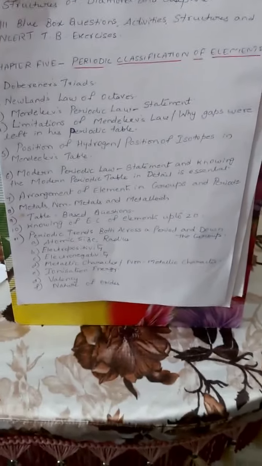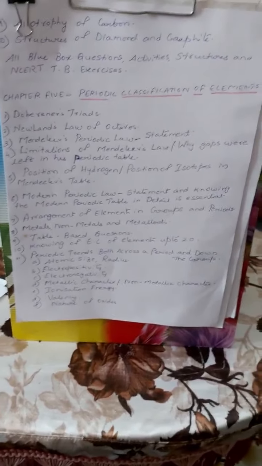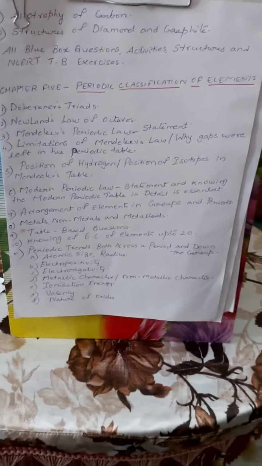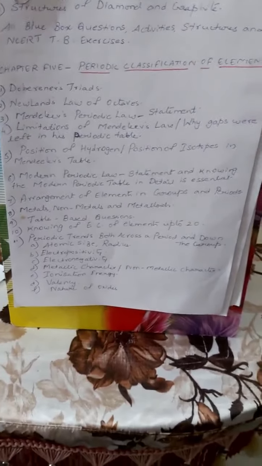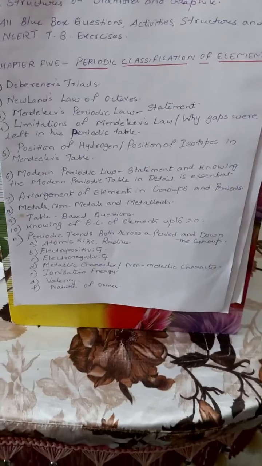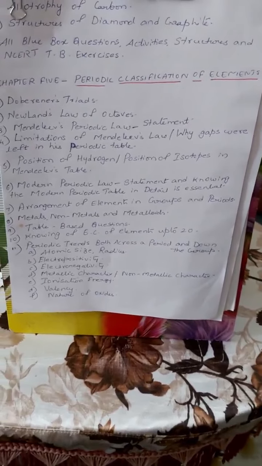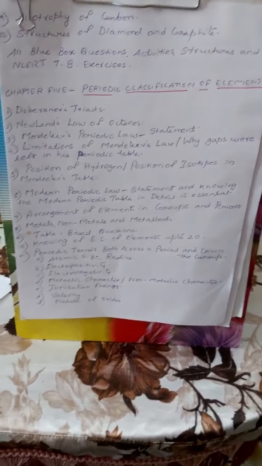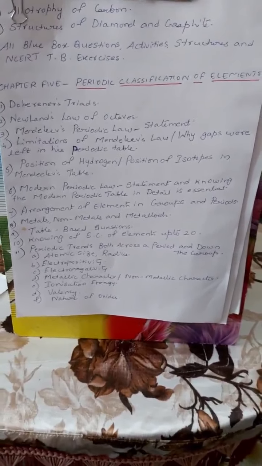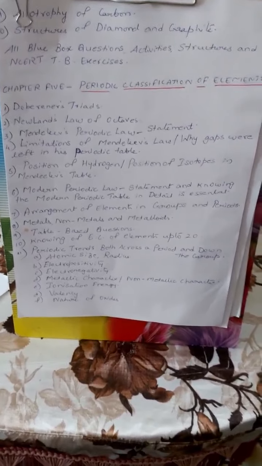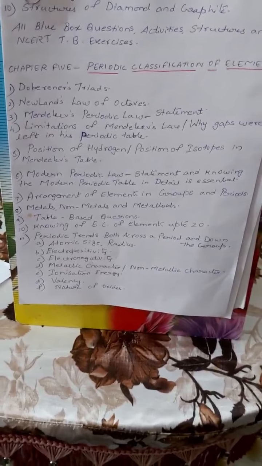Now, let us discuss what are the most important questions and concepts that one has to be thorough with in the last chapter, which is the periodic classification of elements. Learn all the concepts related to Dobereiner's triads, Newlands' law of octaves, Mendeleev's periodic law statement, the limitations of Mendeleev's law, why are the gaps left in the periodic table, position of hydrogen, position of isotopes in Mendeleev's table are most important questions that can be asked in 1 mark and 2 marks.